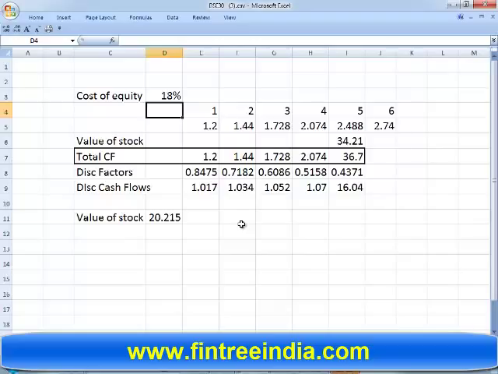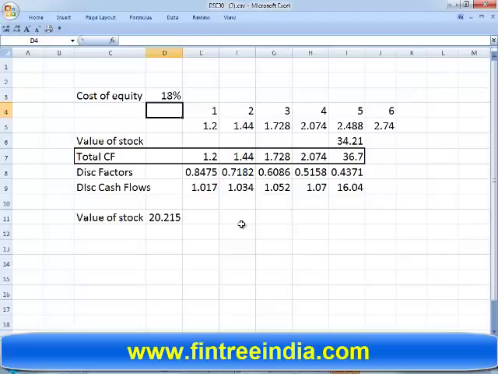1.2 divided by 1.18 equal to M plus. 1.44 divided by 1.18 equal to twice M plus. 1.728 divided by 1.18 equal to M plus. 2.074 divided by 1.18 equal to 4 times M plus.